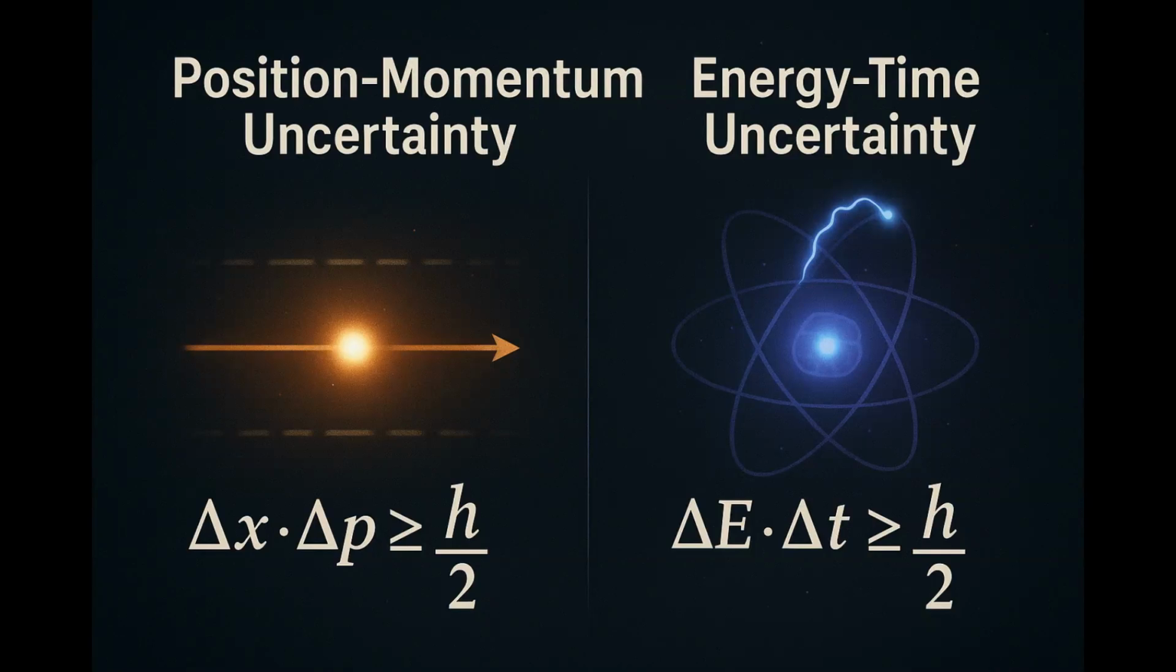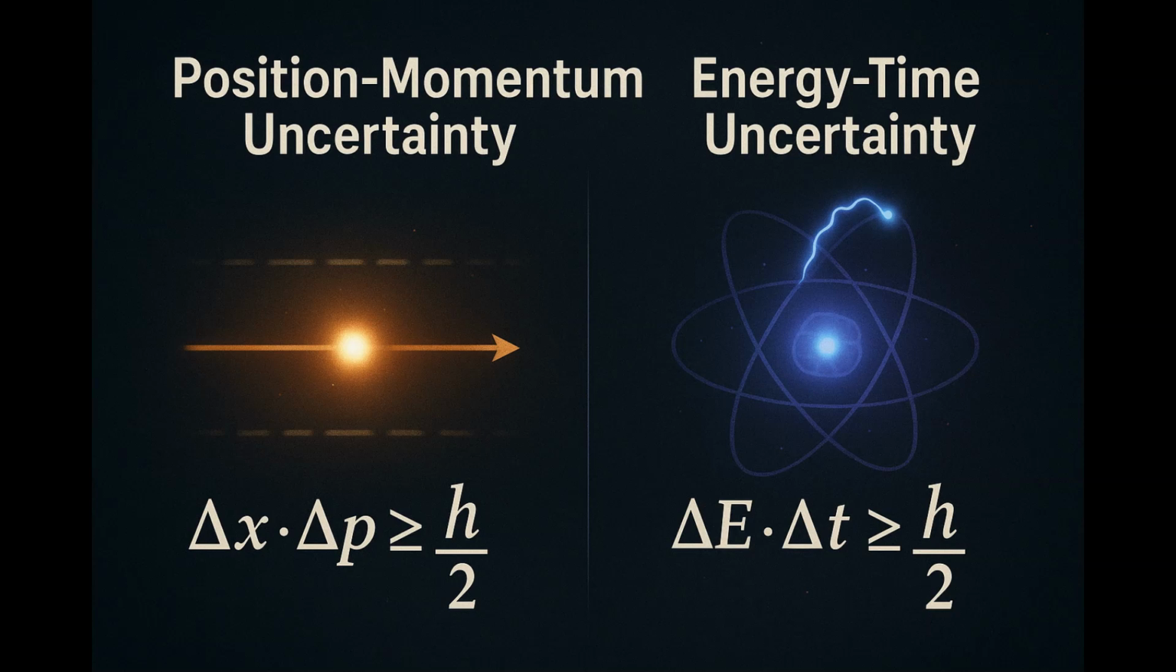The Heisenberg Uncertainty Principle is one of the most fascinating and often misunderstood ideas in quantum physics. At its core, it tells us that there are fundamental limits to how precisely we can know certain pairs of properties of a tiny particle at the same time. The most famous example is the relationship between a particle's position and its momentum.